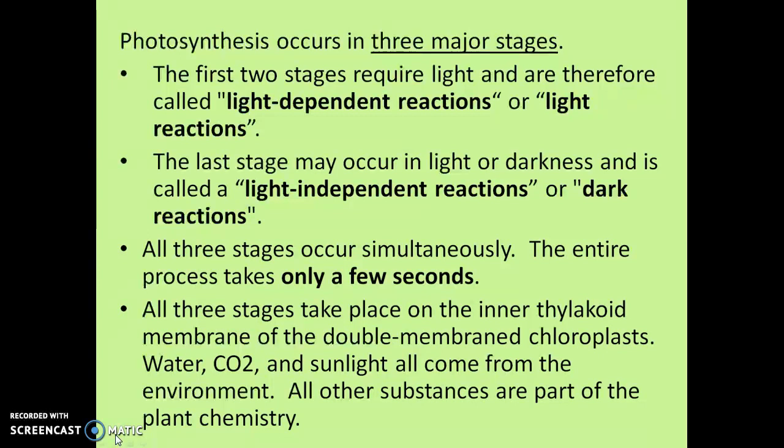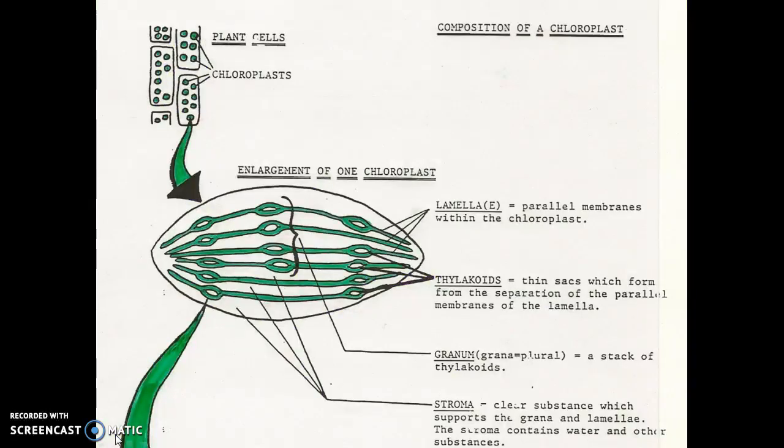All 3 stages take place on the inner thylakoid membrane of the double membrane chloroplast. Water, carbon dioxide, and sunlight all come from the environment. All other substances are part of the plant chemistry. So I'm going to explain that. This is one of your papers that you have, or at least the top part, okay?